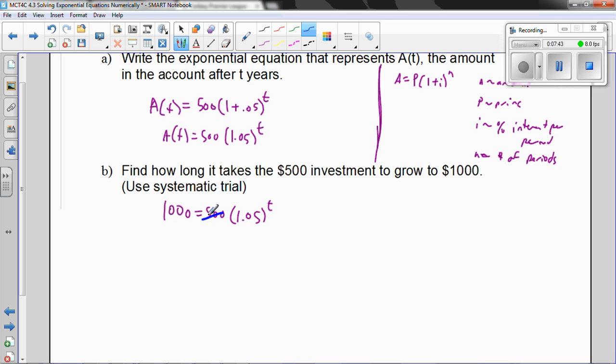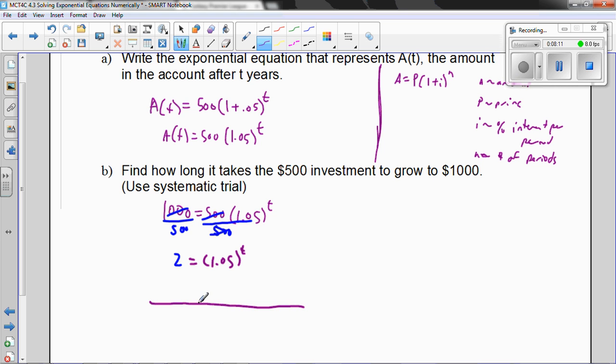I could divide both sides by 500, right? Divide by 500, and then that divided by 500, and this divided by 500. This is just one term. That will cancel like this, and this is 2. So I'm going to look for when this expression on the right-hand side is equal to 2, which is way easier to put in your calculator if you're using systematic trial.